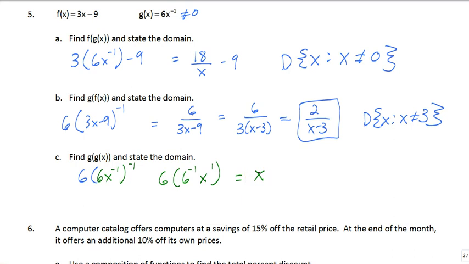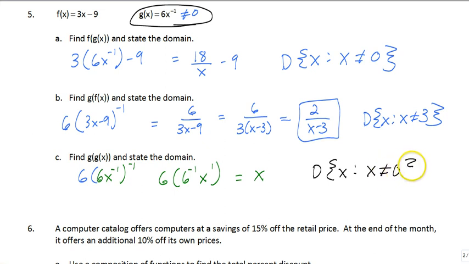Now, if you look at your final answer, you think, oh, x can be anything. But what did we input into the problem? We input g of x up here, which has a domain restriction of x cannot be 0. So x cannot be 0, even though the final answer looks like it can.